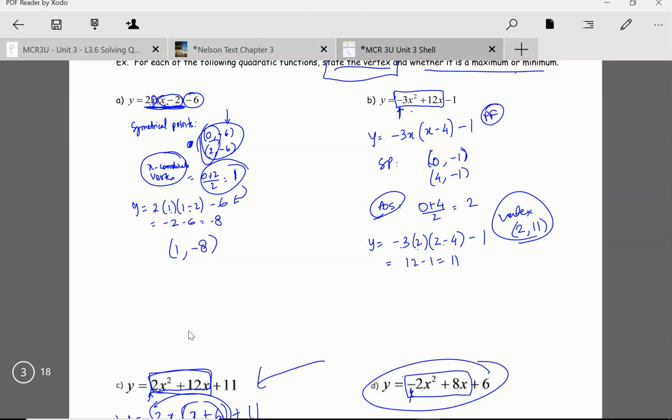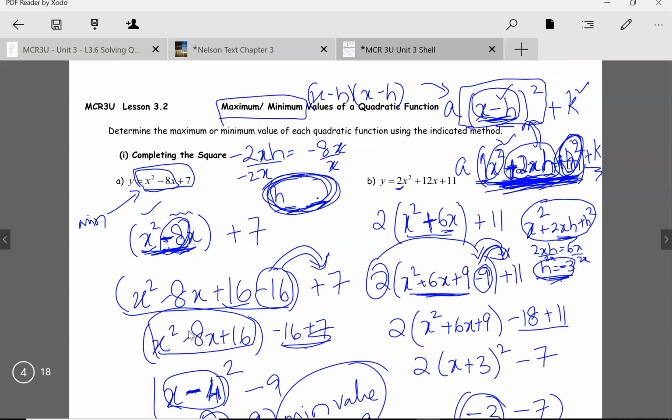So the idea of symmetrical points is that they are points whose x values are equidistant from the vertex and they have the same y value. That's what symmetrical points are. We've found maximum and minimum values by using symmetrical points, which hopefully was the easier way. And then we also looked in detail at completing the square.